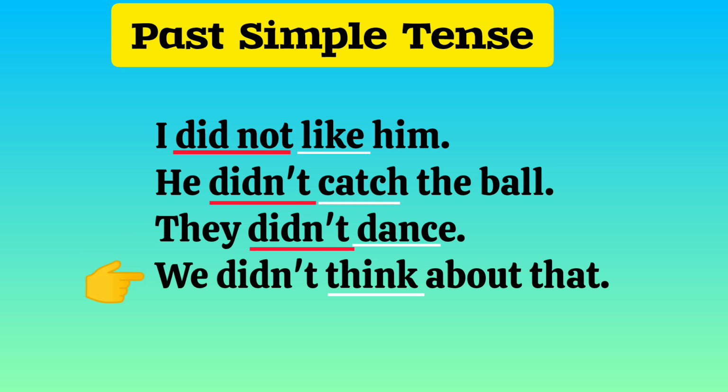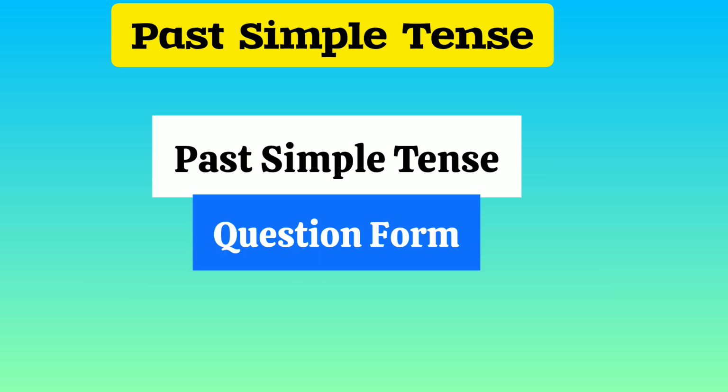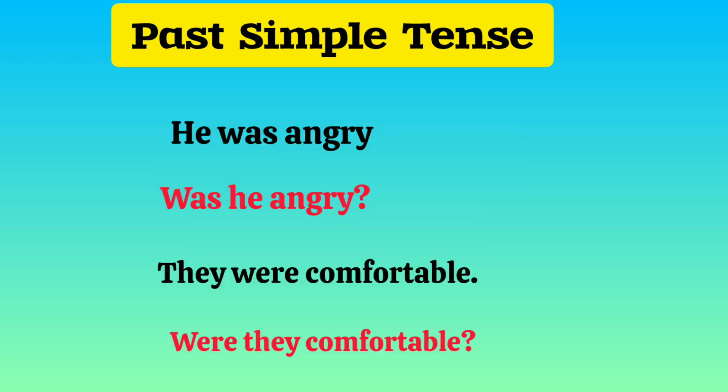And finally, we didn't think about that. Or simply we can say we did not think about that. Let us move on. Now we will introduce two ways to form questions. So let us have a look at this sentence. He was angry. In this sentence, we see the be verb here was.